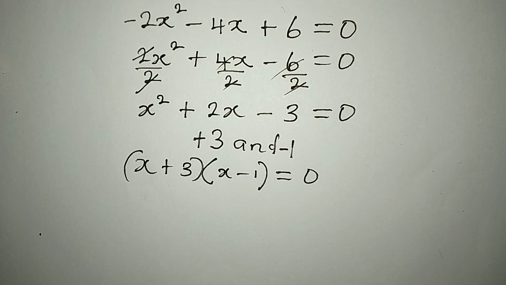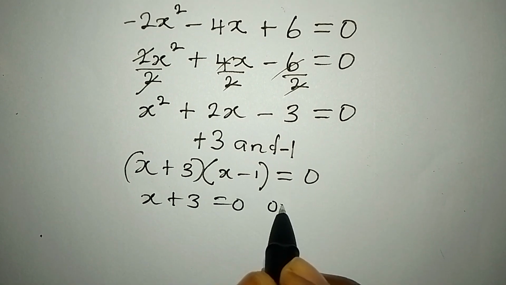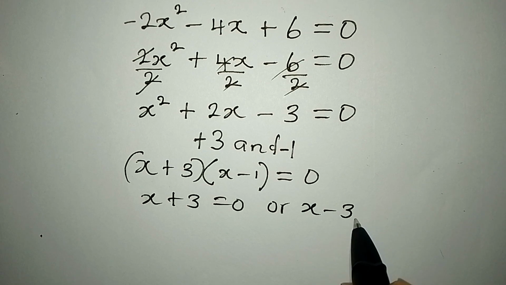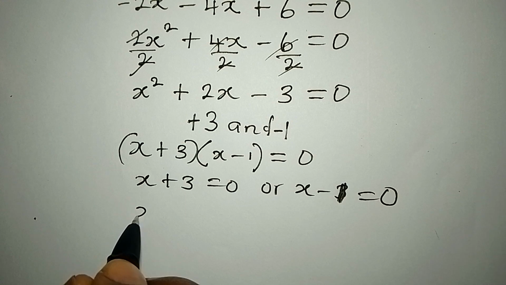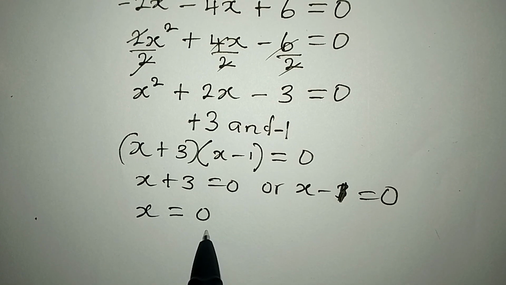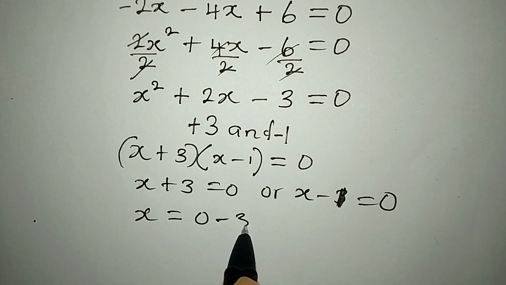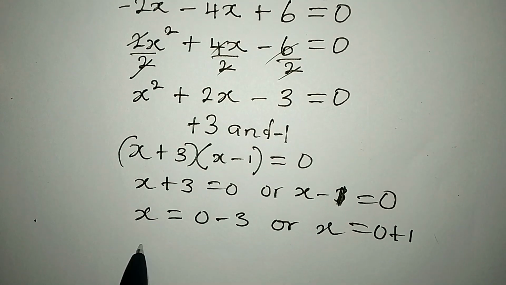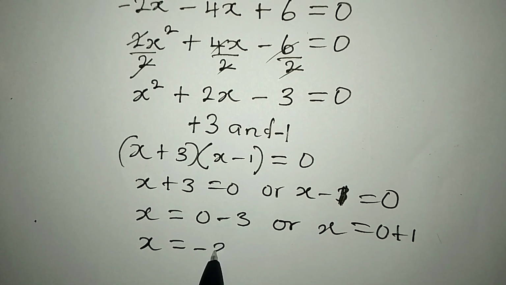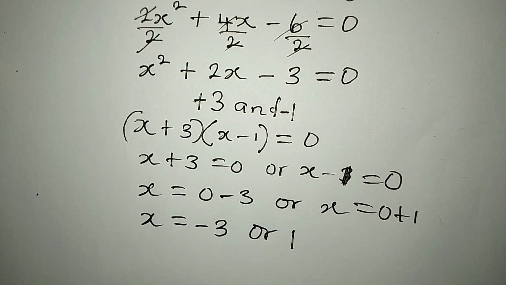So from here, we can say that x plus 3 is equal to 0, or x minus 1 equals 0. X here is equal to 0 minus 3, or on this side, x equals 0 plus 1. So x is equal to -3 or 1. So these are the two values of x, right?